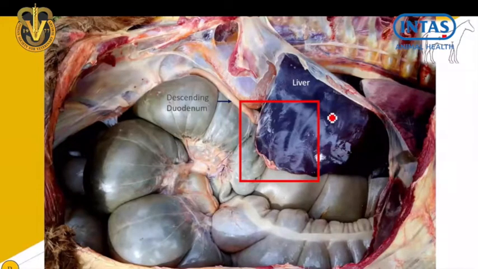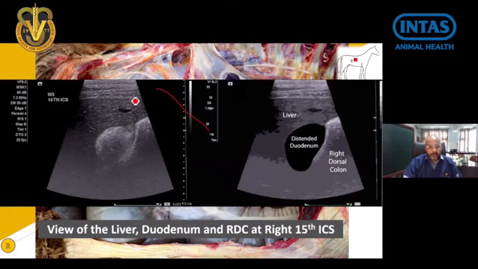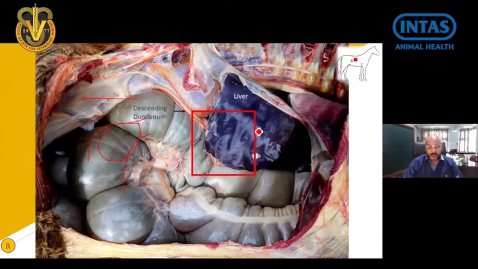Now, this is how on the right side the liver and the descending duodenum are there. This is the descending duodenum here. When you do the ultrasonogram, you will find this is the liver here, and you can find the distended duodenum here. Below here is the right dorsal colon. What is important is the site where you are putting the transducer, that is the 15th intercostal space. Now this is the liver, sixth window, liver.